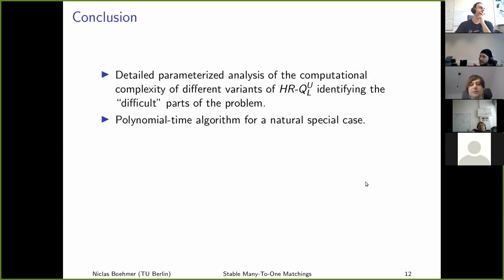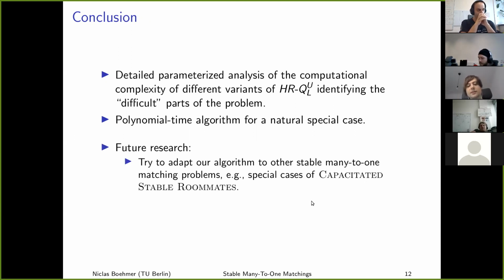So to sum up, what we have done is we have conducted a detailed parameterized analysis of the computational complexity of the hospital residents problem with lower and upper quotas and 2 closely related problems. And we believe that we at least tried to identify the difficult parts of the problem and that we learned something about the problems. We also constructed this polynomial time algorithm for the natural special case of lower quota at most 2. And for future work, first of all, one could try to adapt our algorithm to other stable many-to-one matching problems.